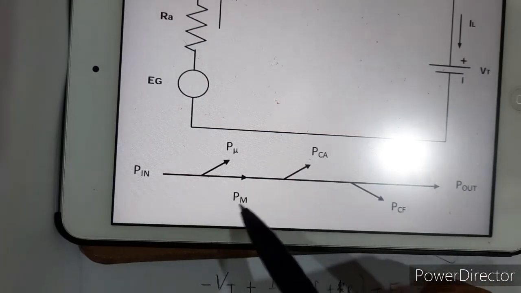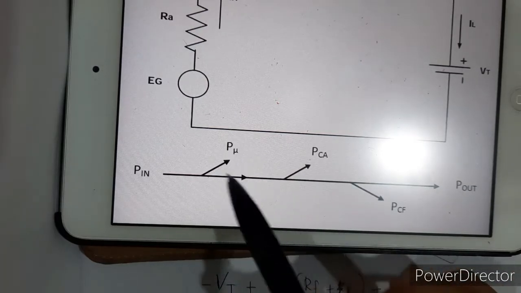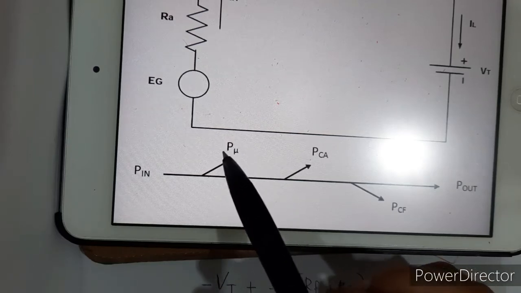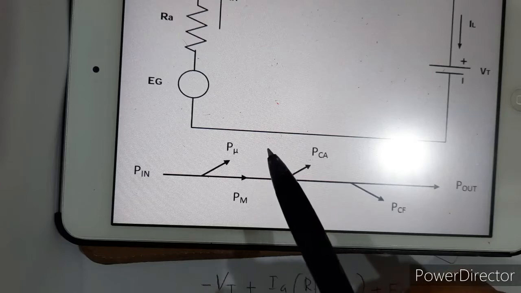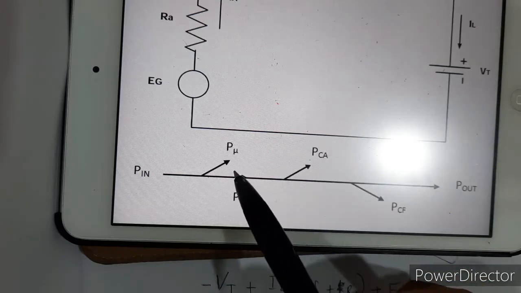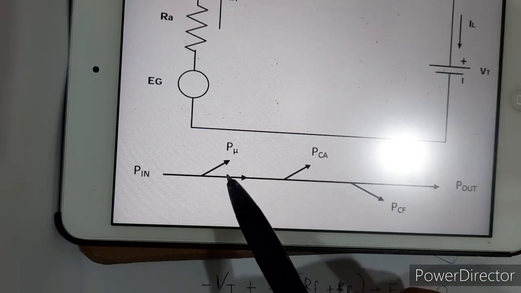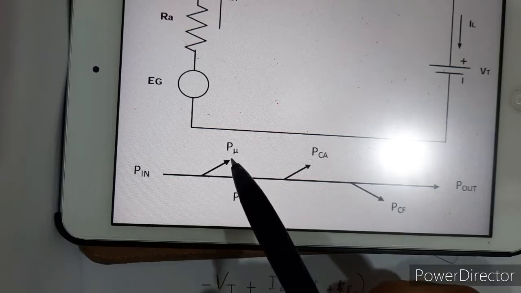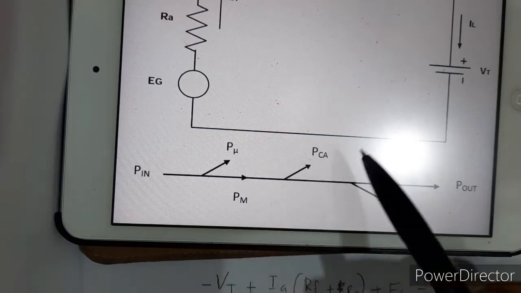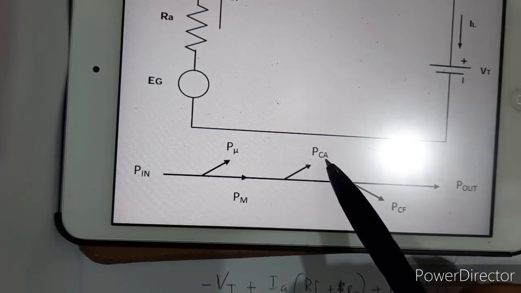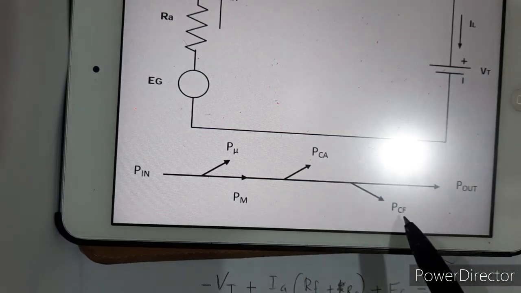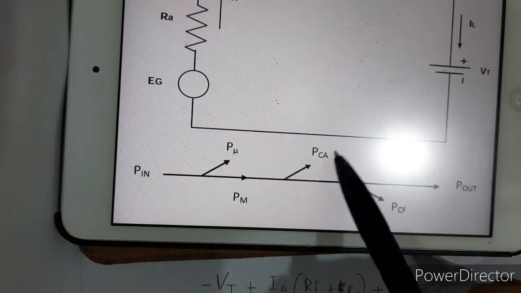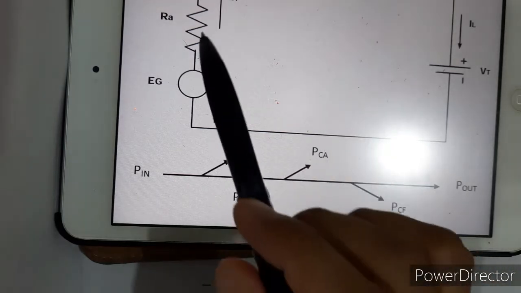For mechanical, we have P mu. This value is usually given in the data sheet. You can refer to the data sheet, or in our case, in terms of question, it is given in the question. And then PCA is copper armature losses, and this one is copper field. So PCA is because of RA.